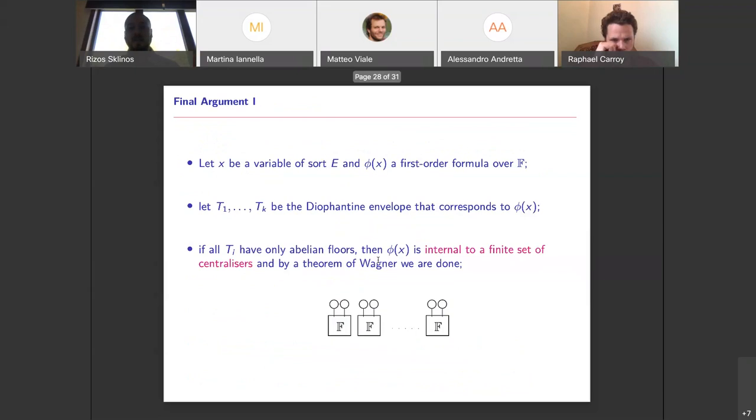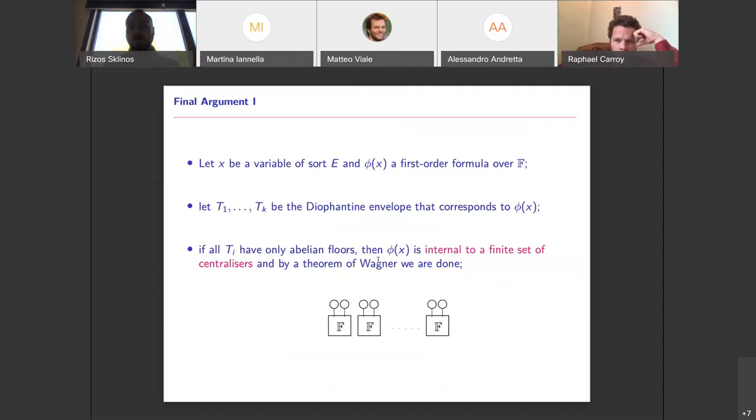And now more or less, this is how the final argument goes. So I start with a formula in some sort E, some equivalence relation E, and I assign to it its definable envelope coming from the work of Sela. Now, here is a division point. If in my definable envelope, all my towers only have abelian floors, not surface floors, then I can prove that my set phi of x can be coordinatized by centralizers. Since we proved the centralizers are one-based, now we can use a theorem of Wagner to prove that my phi of x is one-based, so it cannot interpret an infinite field, right?